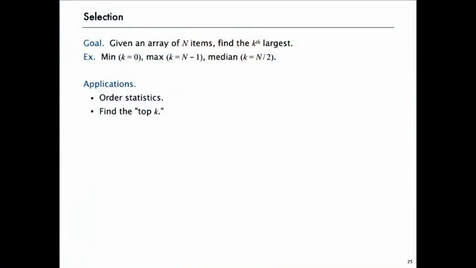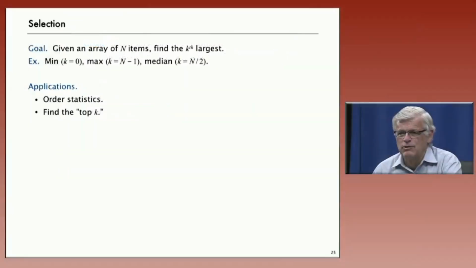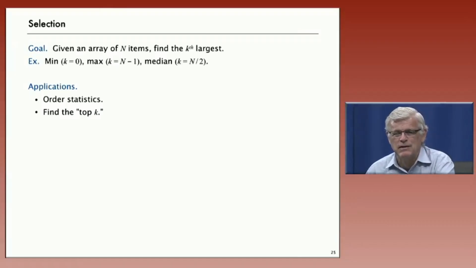Now we'll look at a problem that's related to sorting called selection that's also well solved by QuickSort partitioning. This is a simpler problem. We're given an array of n items that are ordered, and our task is to find the kth largest. There's lots of important applications for this. So, like if we wanted to find the minimum item, that's k equals 0, or the maximum item, that's k equals n minus 1, or the median, that's k equals n over 2.